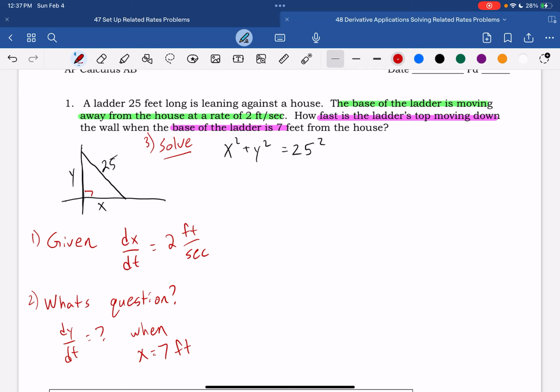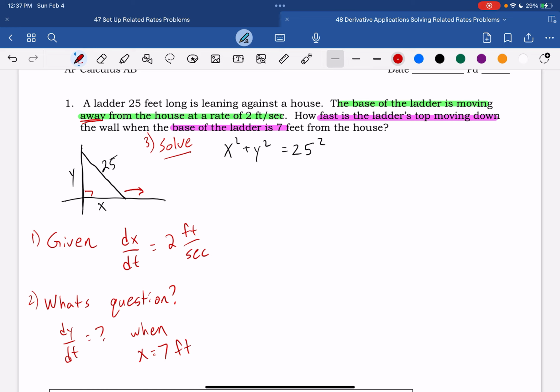Since our dx/dt was a positive 2, which we were able to leave as positive because we were going away, in the last video I think we labeled this with a little arrow going to the right. The right is a positive direction, so we're going to leave that as a positive 2. Now that we have our given information identified, we know what we're trying to get, the rate that our ladder is falling when the base is 7 feet away. We need to solve it.